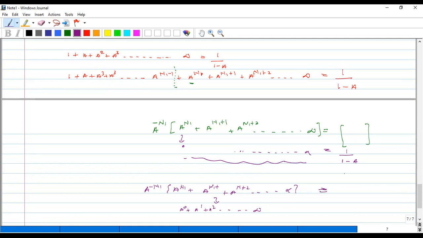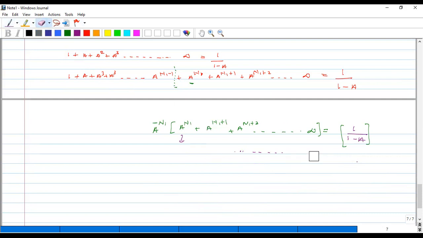Here again I will get 1 divided by 1 minus a. So if I multiply this value by a^(-n1), again I will have a^0, a^1. I think if I write it here, you can understand it easily, because we have done this previously in question 1.